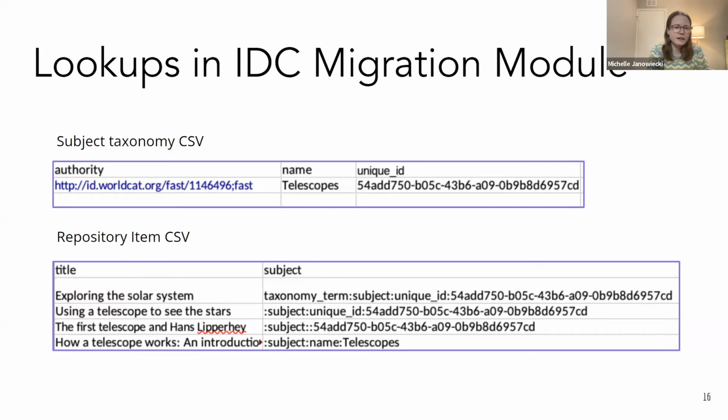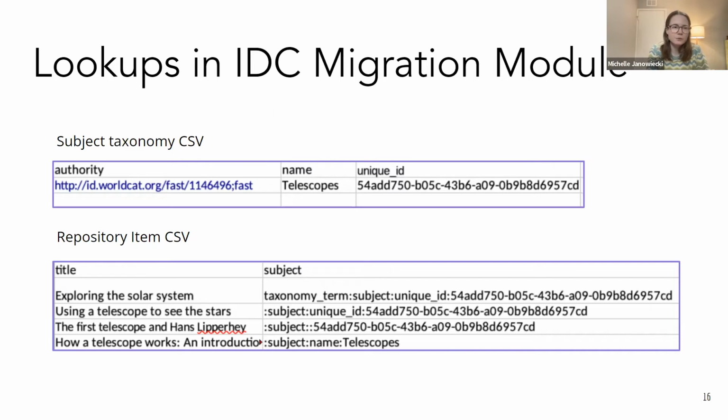So for this, I have a subject taxonomy term called telescopes with this unique ID. And then in my repository item CSV, let's say I have 4 items and they all have the subject. So there's multiple different ways of referring to that subject once it's been ingested. One, the most spelled out way to reference that taxonomy term, is to do taxonomy term, subject. And then you do the field, unique ID, then unique ID.